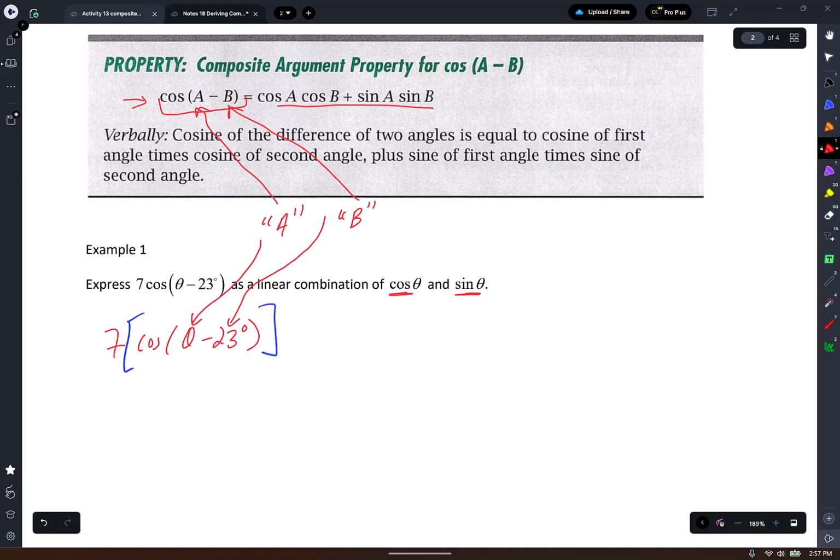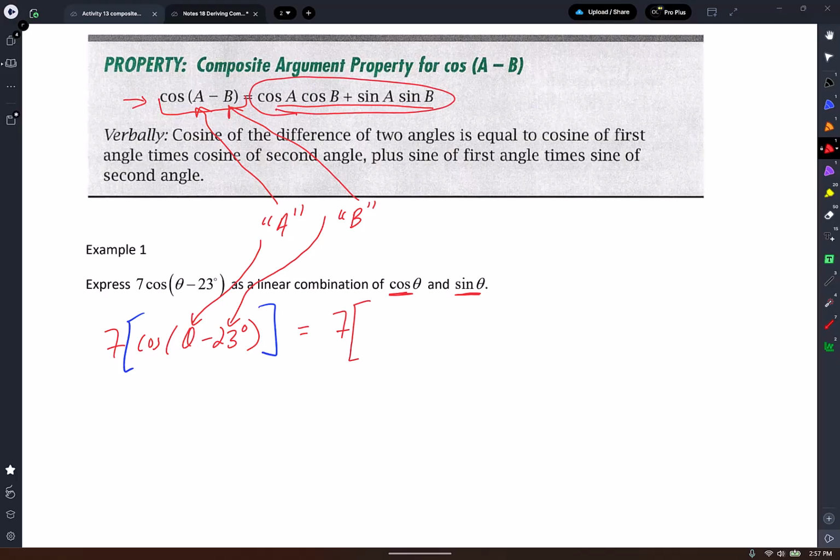So I'm looking at the formula. Here it is: 7 brackets. And instead of writing cosine theta minus 23, I'm going to write what I have here on the right-hand side. It says cosine A cosine B plus sine A sine B. So I write cosine of what? Theta. And then cosine again, of what? 23. I'm just following the formula. Put a plus, sine theta sine 23 degrees. Close it. Do you guys see what we did?